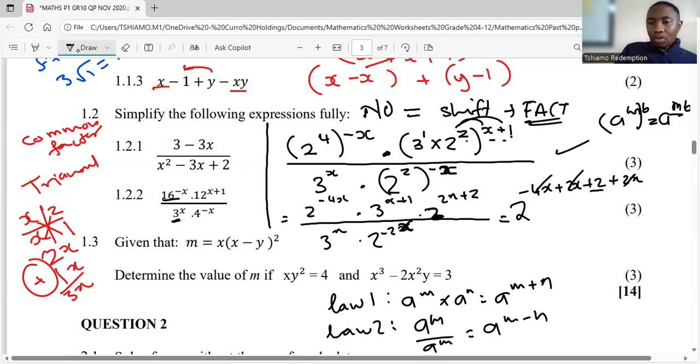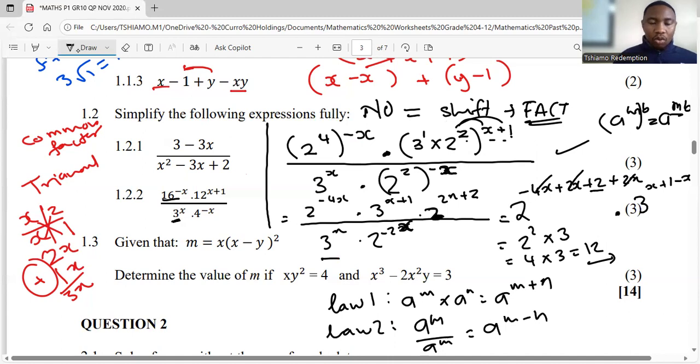I'm left with only 2 squared. I'm not done. I have to do the 3. The 3 is x plus 1 minus this one, minus the x. When dividing parts of the same base, we subtract. So minus x. So that my answer is 2 squared multiplied by 3, which is 4 multiplied by 3, which is 12. This is 12, yeah. Nice question.